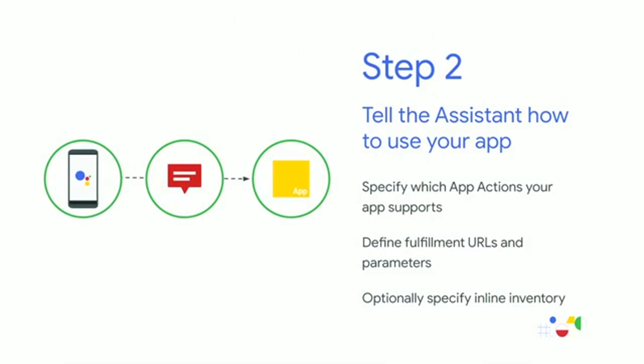Okay, moving along to step 2, telling the assistant how to use your application. This is where we're going to specify which app actions that we can support in the app, as well as defining something called fulfillment URLs and the parameters that we need. Optionally, you can specify something called inline inventory, and I'll get into details on that shortly.